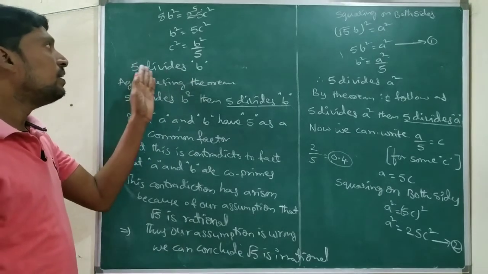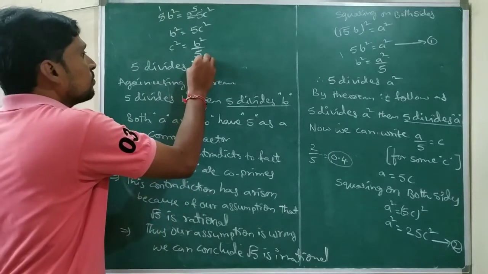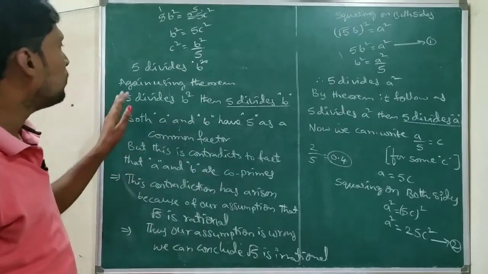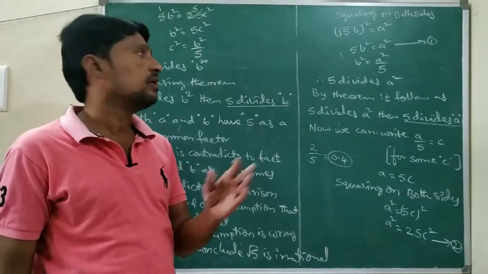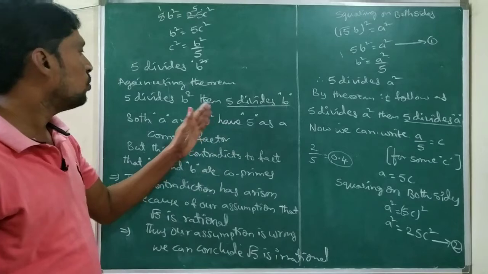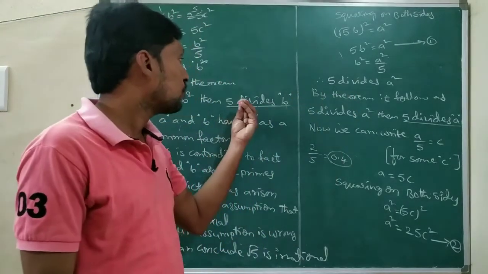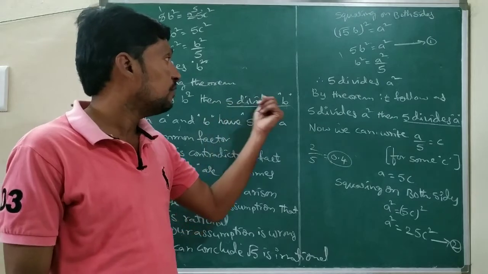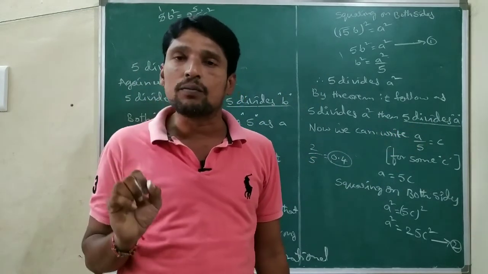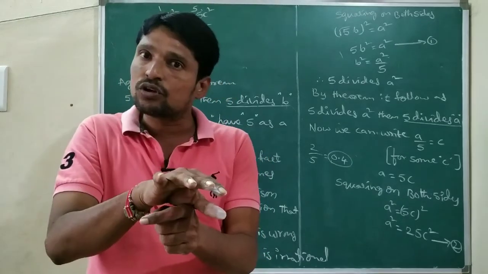So 5 divides B square. Applying the theorem, 5 divides B square, then 5 divides B. Here 5 divides B and here 5 divides A. Both have 5 as a common factor, which means what we took is wrong.